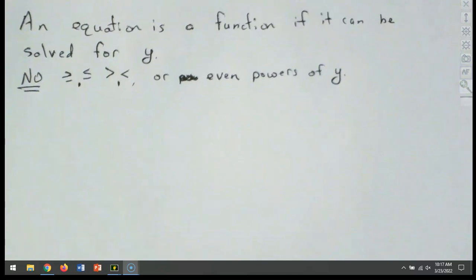So we're going to decide first if these are functions, and then after break, we're going to come back and find the domain. Or sorry, not the range, just the domain.